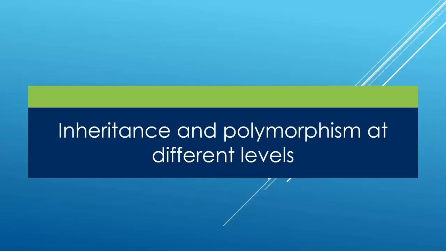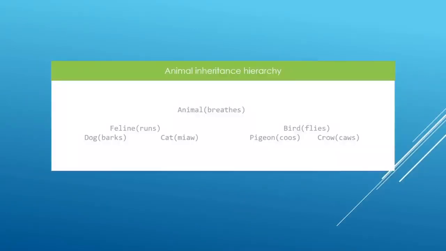In this lecture, we're going to explore the idea that we can do polymorphism at different levels in our inheritance hierarchy. Suppose we have a hierarchy like we see here. The top level class is animal, and we can derive from animal and create a feline animal. We can derive from feline and create a dog animal. We can derive from feline, create a cat animal. We can also do it the other way and create a bird, which is also an animal.